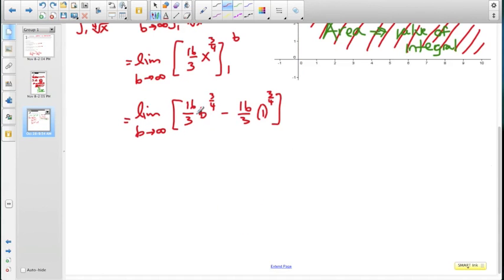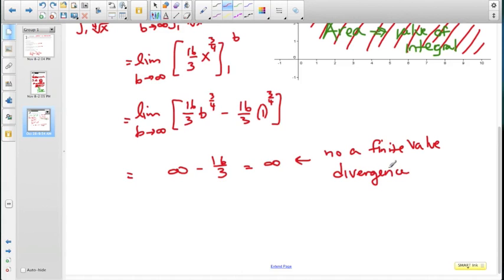And if you notice that when we put in infinity and take infinity to the 3/4 power, now we're cubing infinity and taking the fourth root, we're still going to end up with infinity here. So we end up with infinity minus 16/3, which is still infinity. And so since we do not get a finite value here, we must have a divergent expression. We say that this integral diverges, or that this problem is a divergent problem.